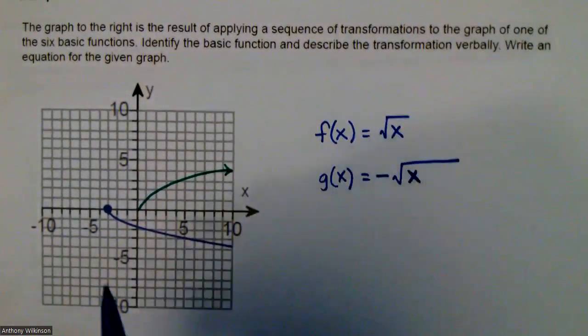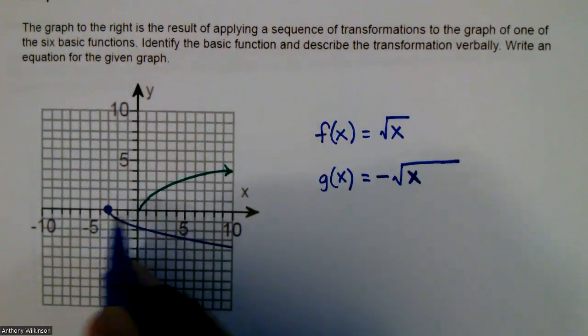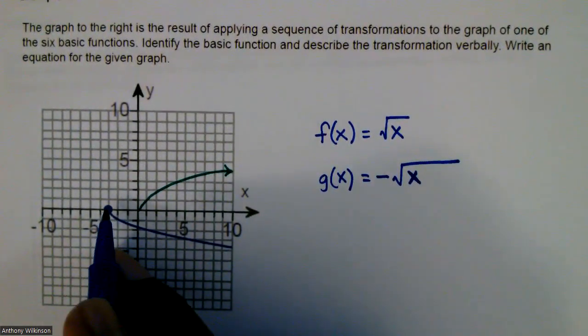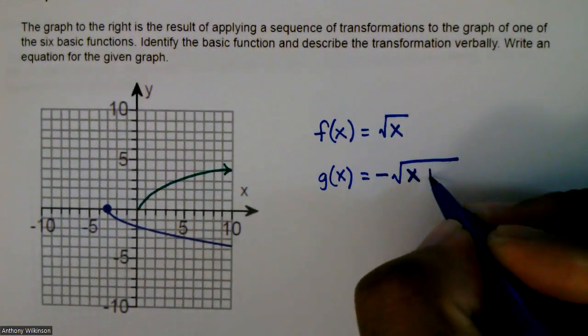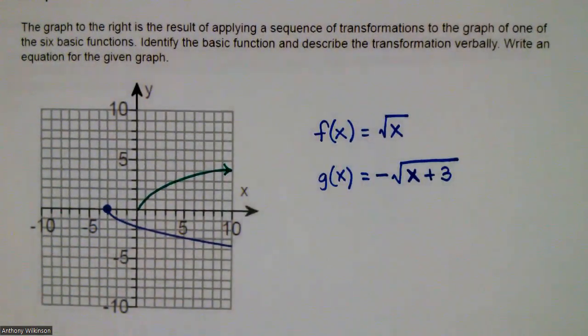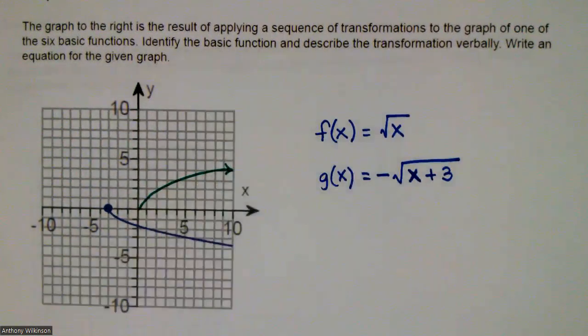And I notice that there is a horizontal shift. It's shifted to the left 1, 2, 3 places. So underneath the radical, it has to be a plus 3. So that means g of x is equal to the negative square root of x plus 3. And that graph of f of x equal to the square root of x is not drawn to scale. So I'm just showing you what that graph would look like.